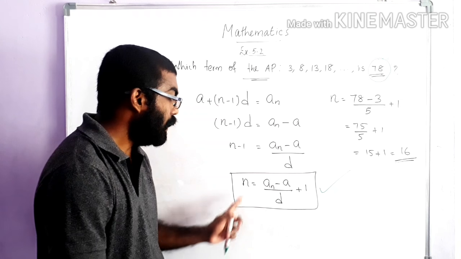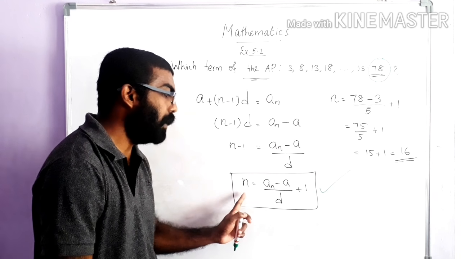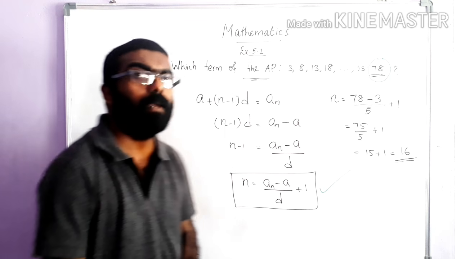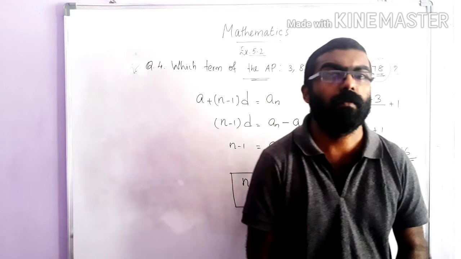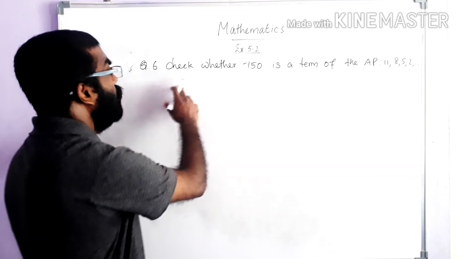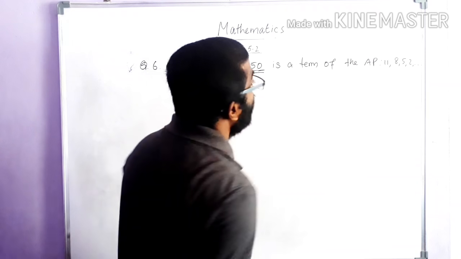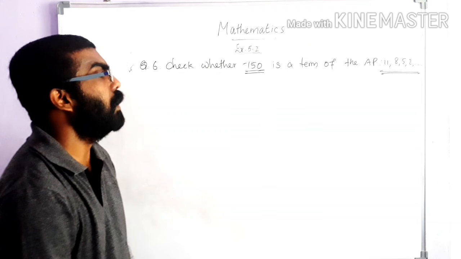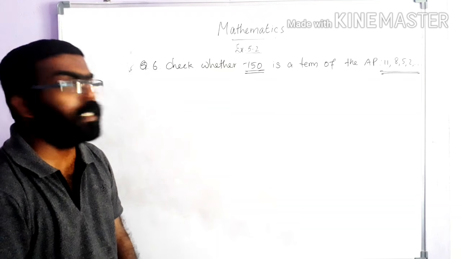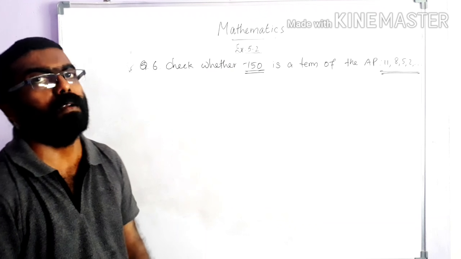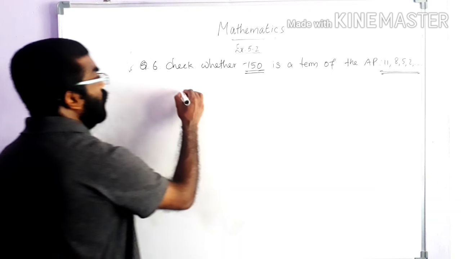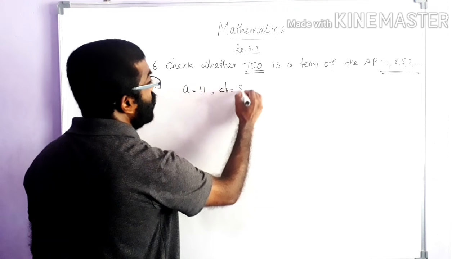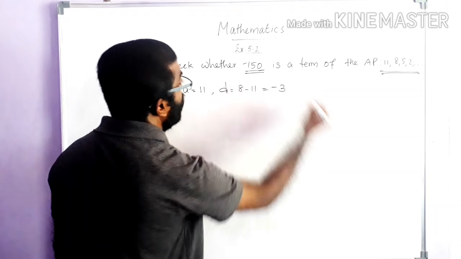Is that clear? n is equal to the number of terms of an AP. n is equal to an minus a divided by d plus 1. Understood? Now the sixth question is, check whether minus 150 is a term of the AP 11, 8, 5, 2, etc. Here we have to check whether minus 150 is a term of the AP or not. So let us write the first term and common difference from the AP. a is equal to 11 and d is equal to 8 minus 11, which is equal to minus 3.